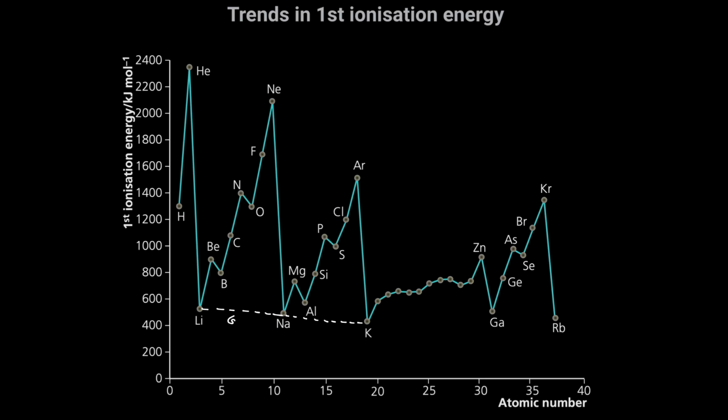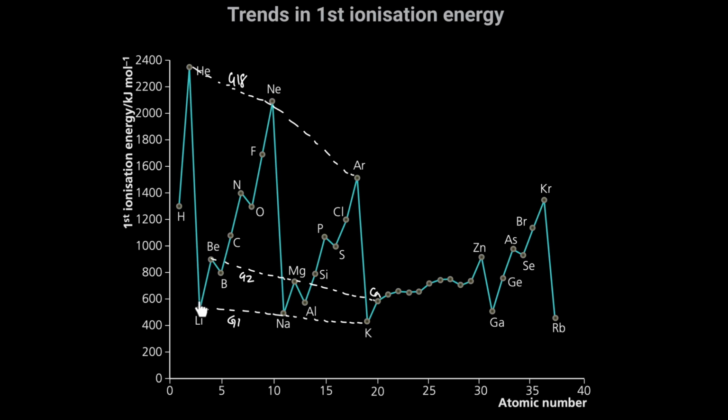We see the same trend for group 2. We go from beryllium to magnesium to calcium. Again, this is group 2. You see the same decreasing trend down group 18 as well, if you look at helium, neon, and then argon. So in this graph, we can clearly see the trends down the group.